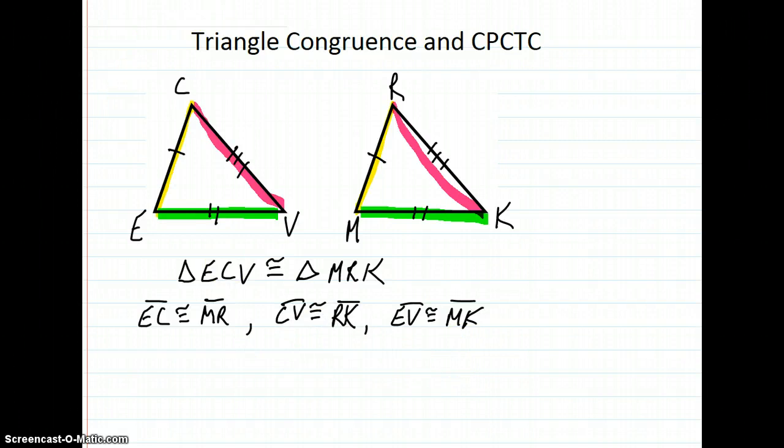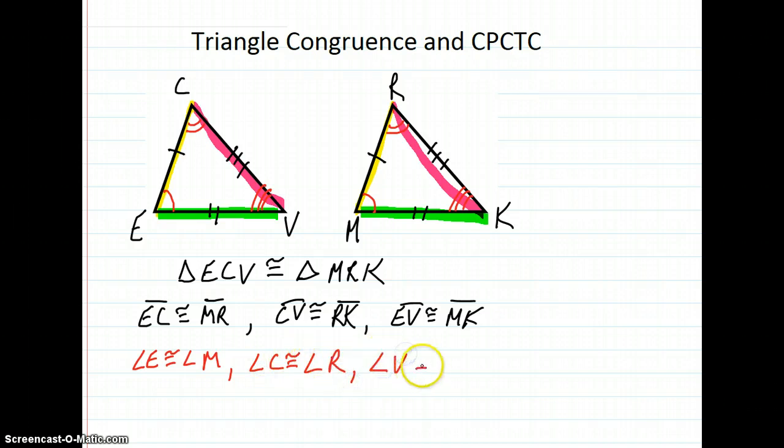Well, and in a triangle, we also have angles to look at. And so now we know that angle E is going to be congruent to angle M. And we know that angle C is going to be congruent to angle R. And finally, we know that angle V is going to be congruent to angle K. And so we can now say that angle E is congruent to angle M, angle C is congruent to angle R, and angle V is congruent to angle K.